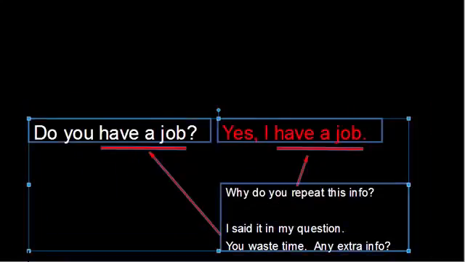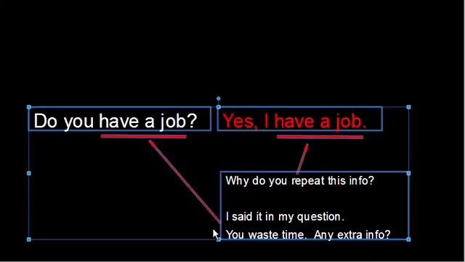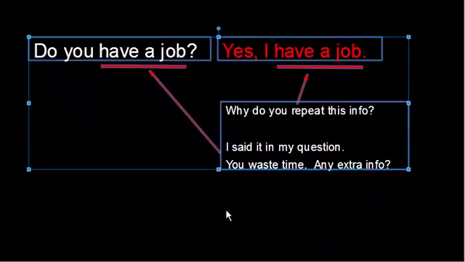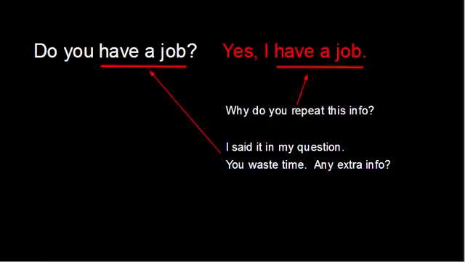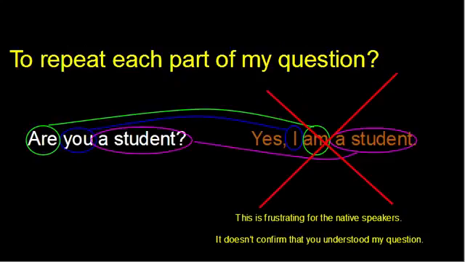This is the way a lot of Taiwanese students answer this question. Do you have a job? Yes, I have a job. You're repeating the information in my question, so it's not very efficient. So when you answer this question, I want you to think about what you're doing. Are you a student? Yes, I am a student. Okay, it's really a poor way. Don't answer the question like that. Why? Because you're repeating each part.